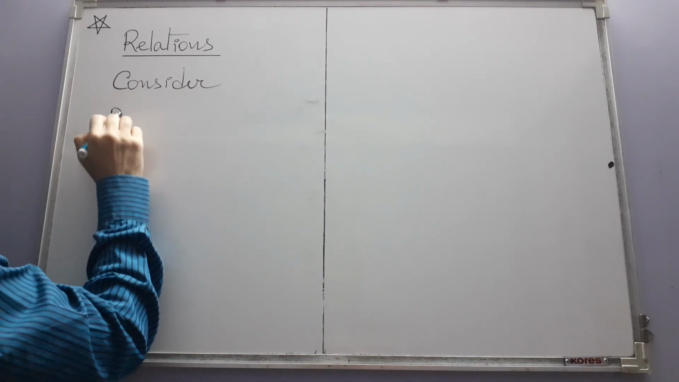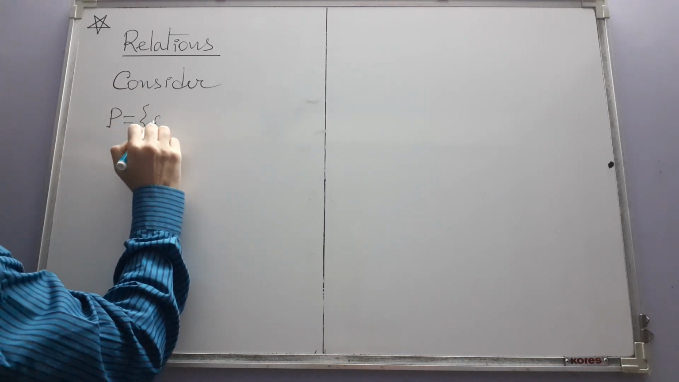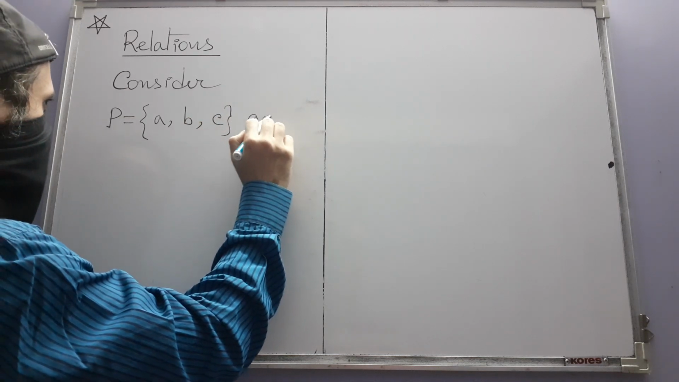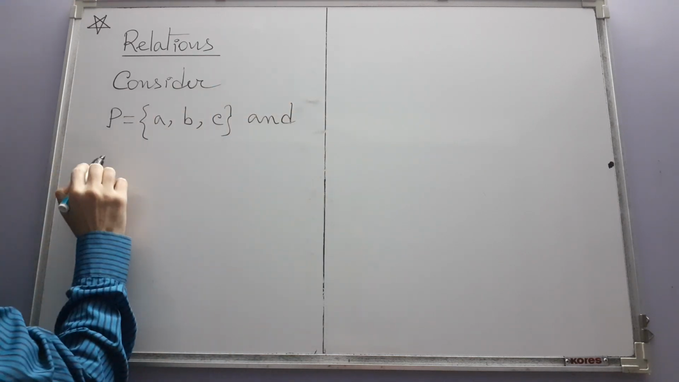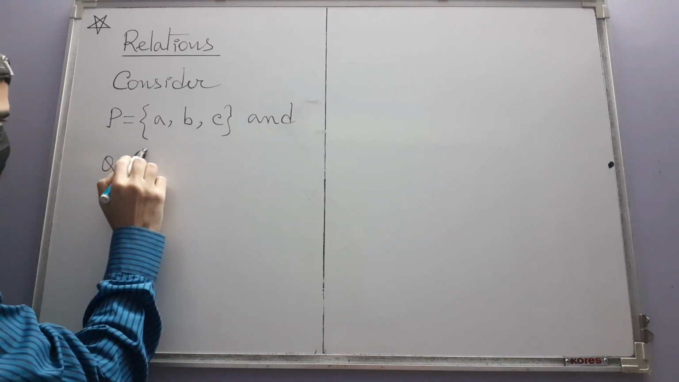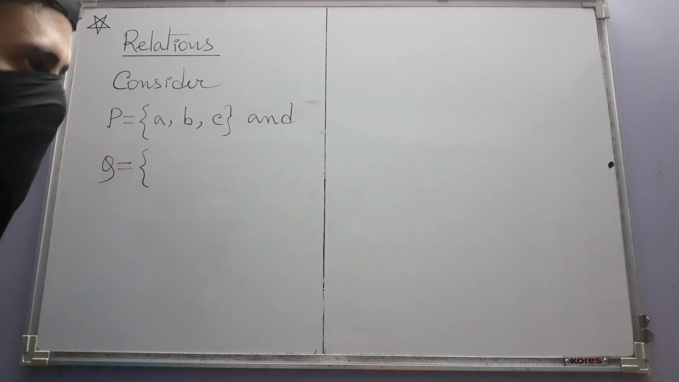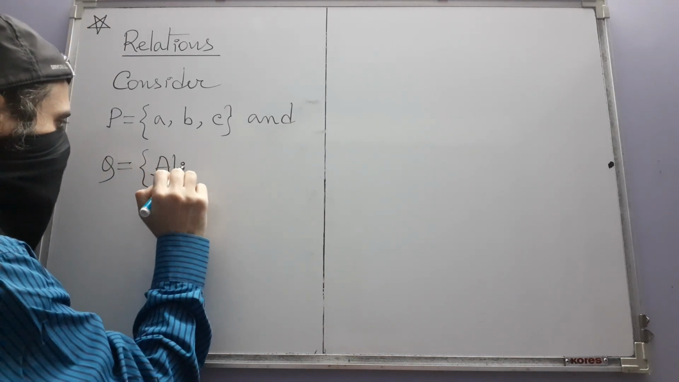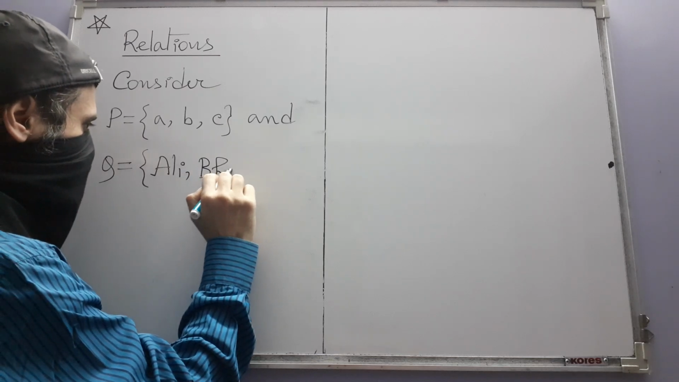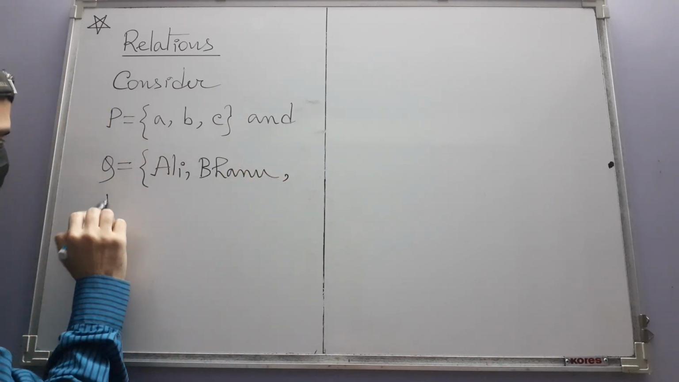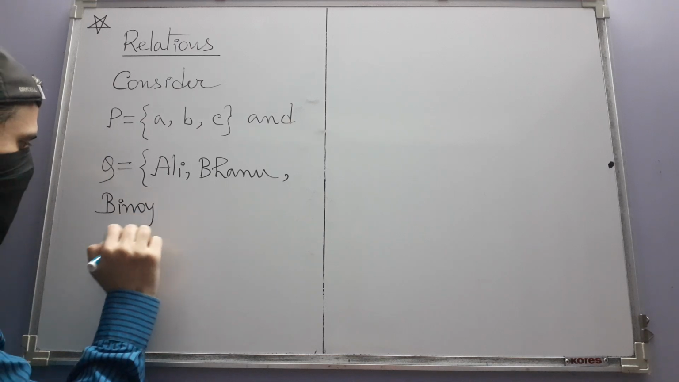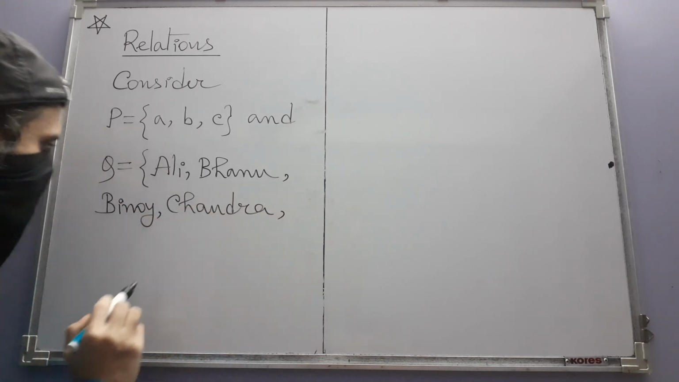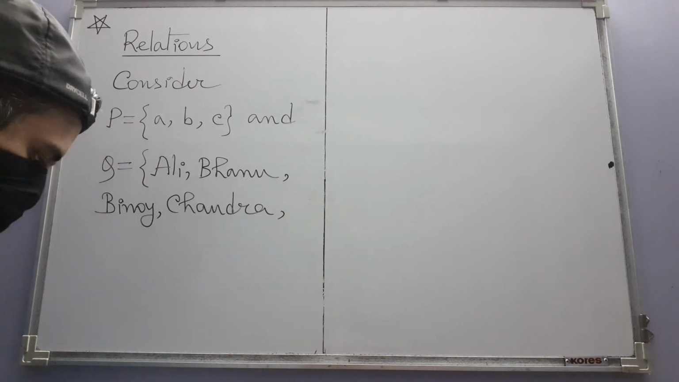Consider the set P of these three letters: A, B and C, and another set Q which consists of these five names: Ali, Bhanu, Binoy, Chandra, and there is another one, Divya.